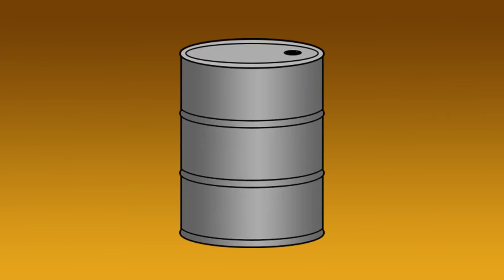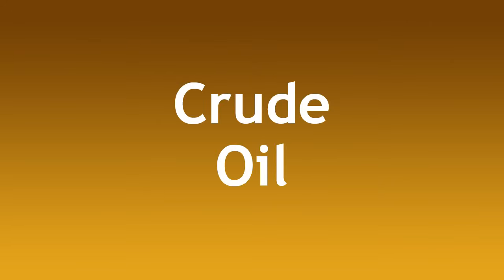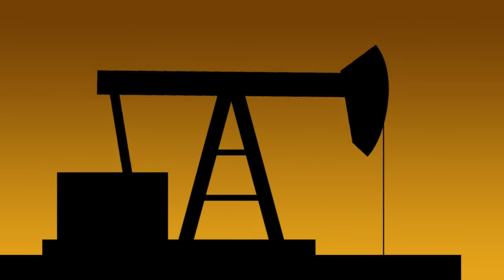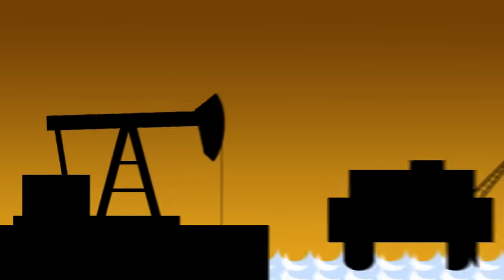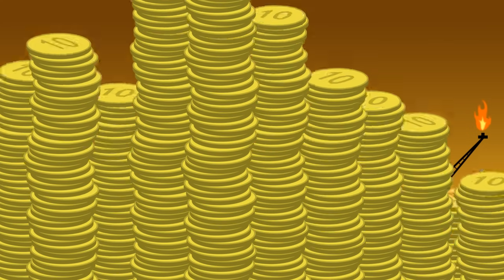In this video, you will learn how fractional distillation separates crude oil into useful fractions. Crude oil is the term used to describe unprocessed oil. That is oil that has been taken directly out of the ground, either on land or under the sea. It is an exceptionally valuable resource.